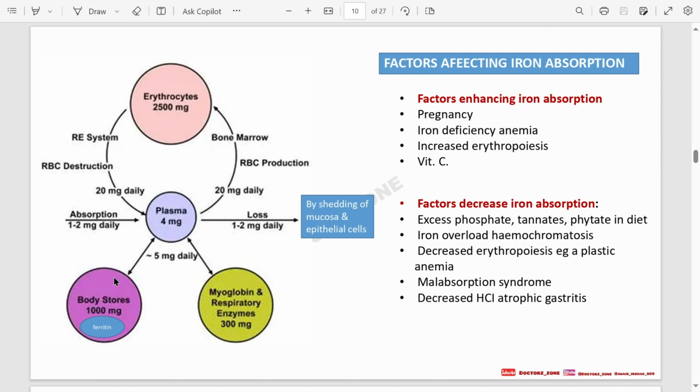Body stores 1000 milligram of iron in the form of ferritin, and iron in the myoglobin and respiratory enzymes is 300 milligram. So, factors which affect iron absorption.